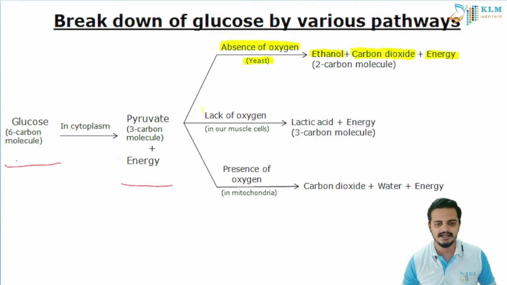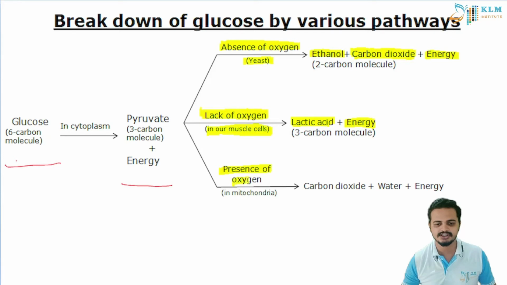And in the lack of oxygen, I already told you lactic acid is produced, that is built up in our muscle during an activity. You will get muscle cramps, whatever you call them, and energy. It happens in our muscles. I'm highlighting all these important parts so that you can remember them easily.